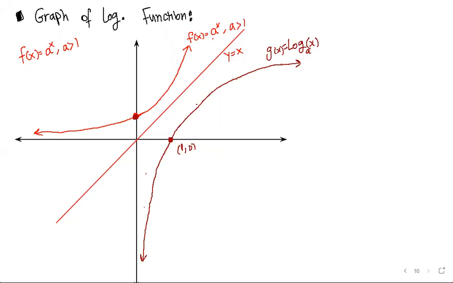So now again, my graph for the logarithm function is this curve. I reflect all the points around y equals x, so I get this curve. This curve has a vertical asymptote x equals 0. Okay? So now I know what the graph for the logarithm function looks like. The graph for the logarithm function will be like this.